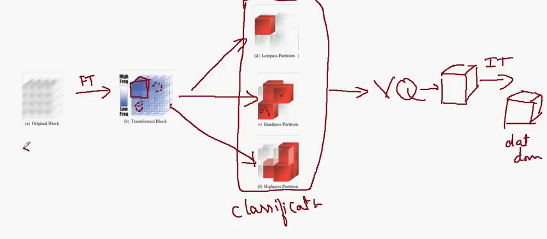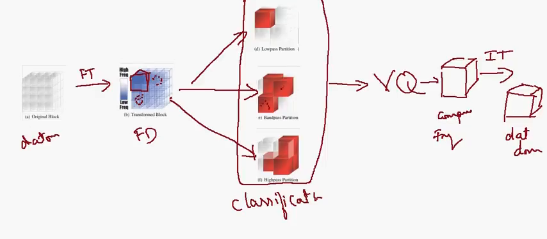This is in the data domain. This is in the frequency domain. This is divided into different frequency bands and then compressed, and this is compressed data, but it is in the frequency domain. After applying the inverse transformation, I get data domain.